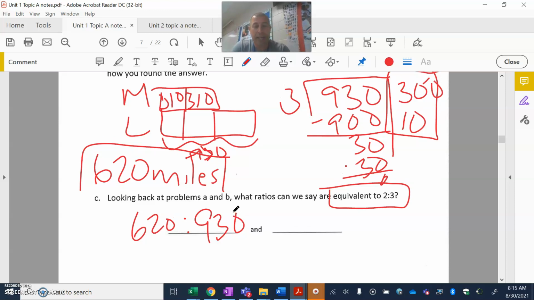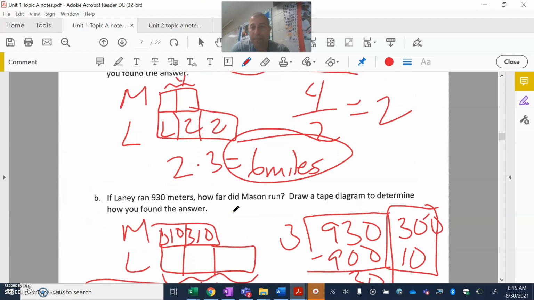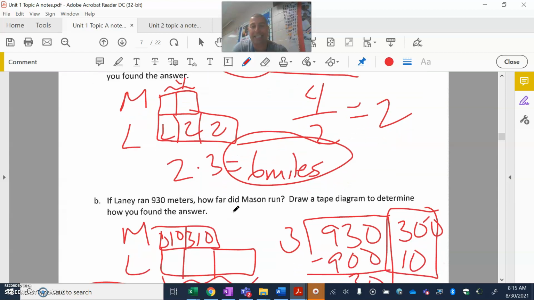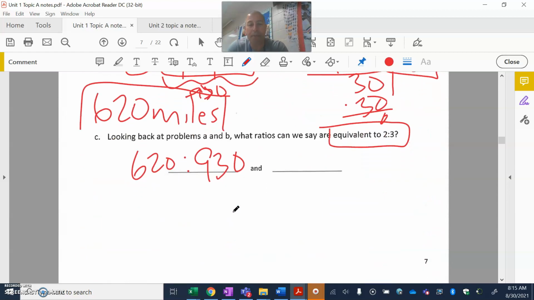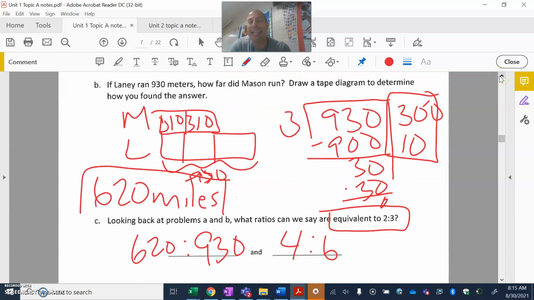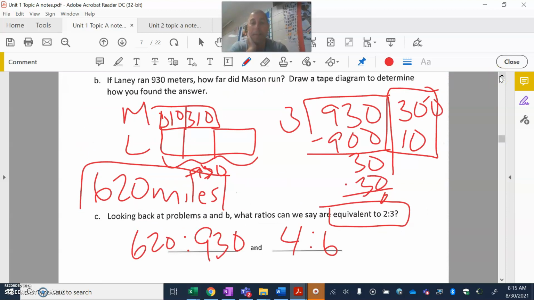The other one that we ended up having was from part A, which was the 4 to the 6. Mason had 4. We figured out Laney had 6. Order's important here. So again, I don't want to say the 6 to the 4 because the entire time we've been talking about Laney second and Mason first. So I got to put Mason's numbers first. All right, people, there you go.